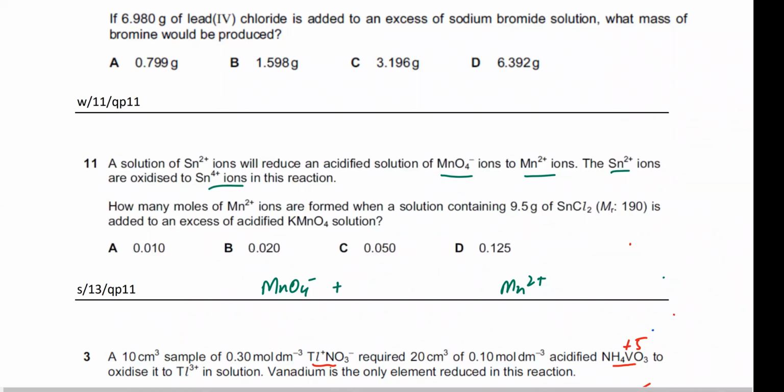So in the reaction, Sn2 plus changes into Sn4 plus. Now it's not a balanced reaction because we don't know what the other things are. So I mean, this is the only information that's provided. MnO4 changes to Mn2 plus, and Sn2 plus is oxidized to Sn4 plus. So we can simply balance the number of electrons lost and gained.